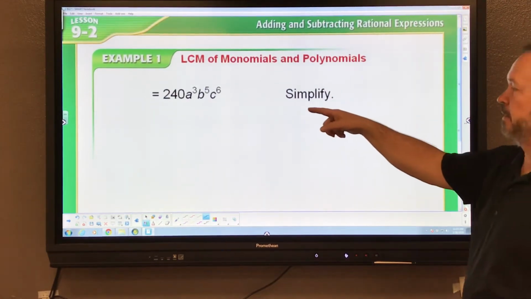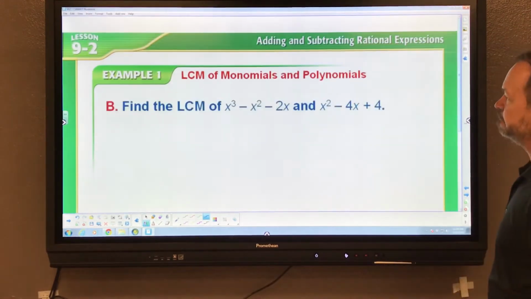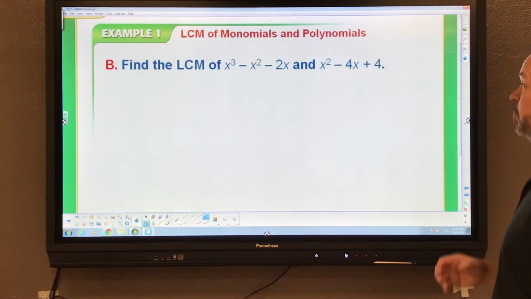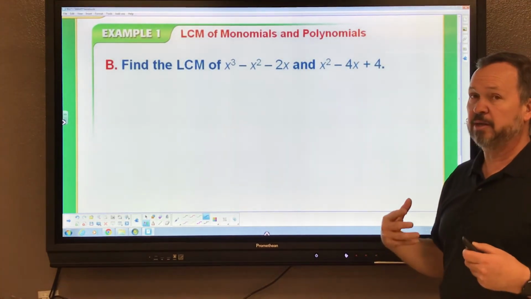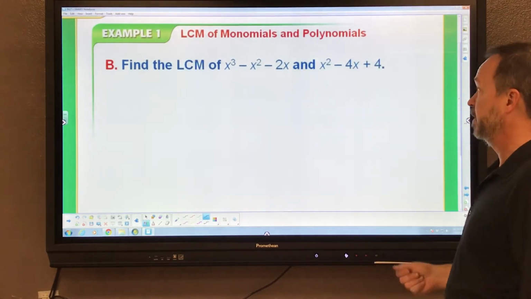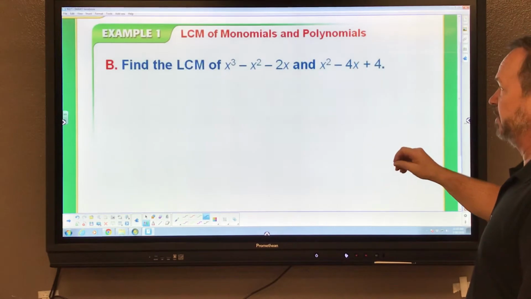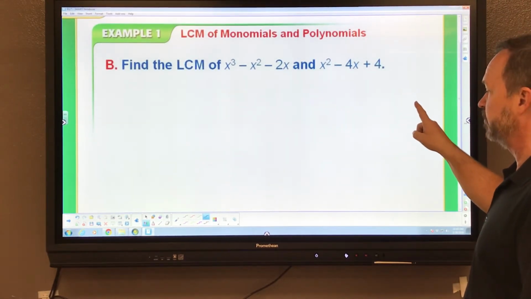See? I got the ABC right, and then the number, whatever that was. Now, let's talk about the least common multiple for real algebraic stuff, non-monomial stuff. We don't know the smallest thing that they'll both go into evenly. We're gonna have to factor them, because right now they're not in good factored form.